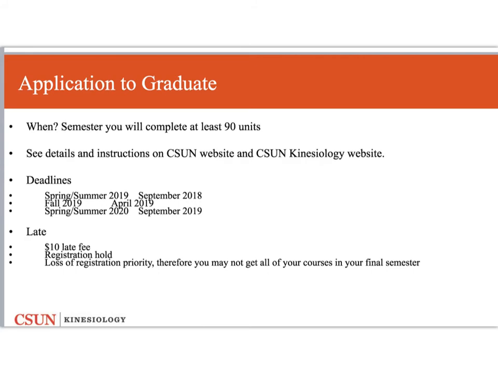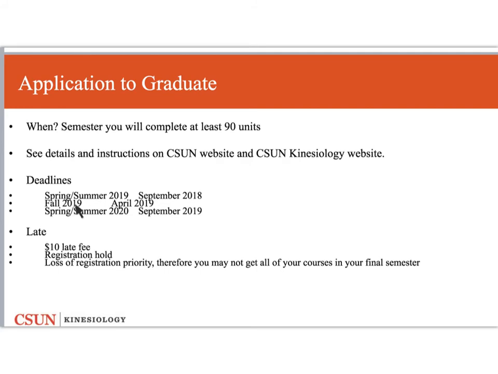About a year from now, you're going to need to apply to graduate. I'm not going to talk about it in detail because it's a little bit in the future for you. But I just want to point out that it's going to sneak up on you, and I want you to be aware that you need to apply to graduate. You can see the details on the CSUN website. We've got detailed instructions about how to apply to graduate. The deadlines are here, so if you're going to graduate next spring, you need to apply in September of 08.